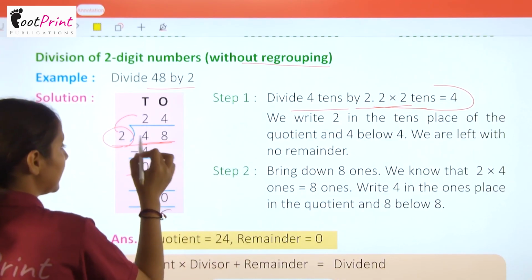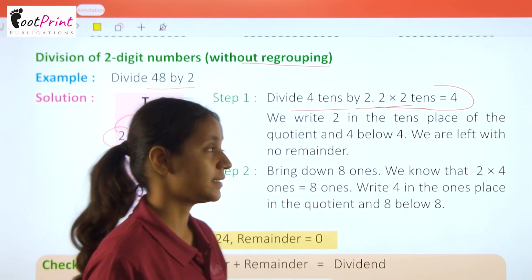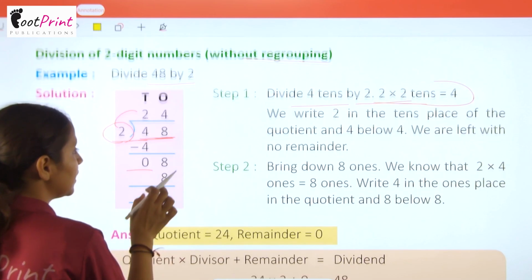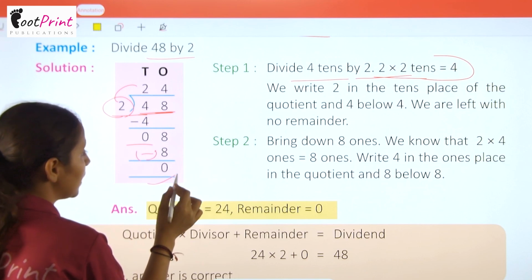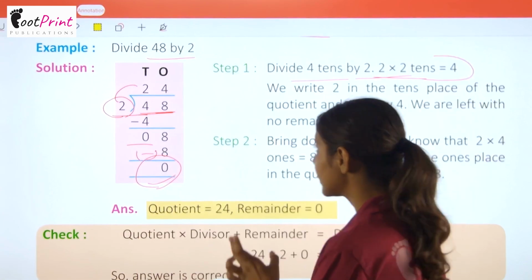Okay. Then we have the number 8. अब हम चेक करेंगे 8 आता है कि नहीं आता है. Yes, it does come. So 2 4s are 8. Okay. So we can write here 8 minus 8 is 0. Now we can see here that remainder is 0. Okay.